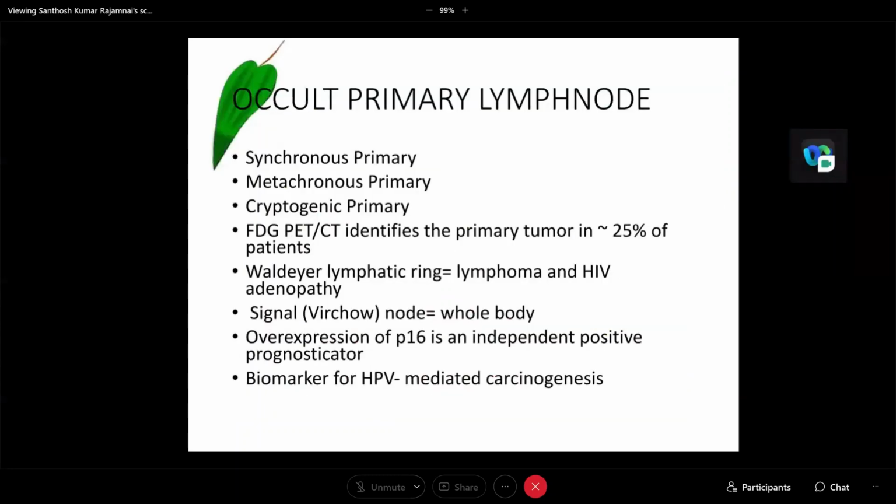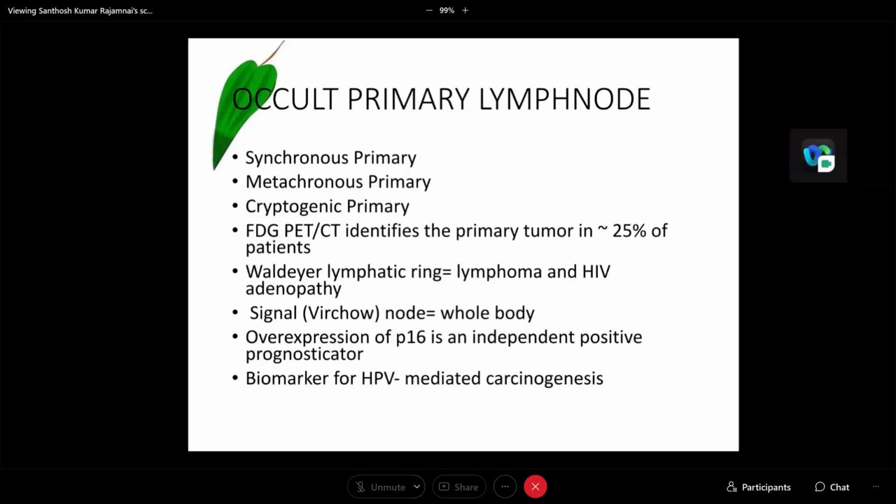So let's talk about a very important topic, a topic that is repeatedly asked in your examination, a topic that is repeatedly discussed. They asked me this question in my approval interview last month. Occult primary lymph node is a very important topic for your final examination, for Viva, for your OSCE, and for your theory paper. It is a very long question. So with that primer, we begin the occult primary lymph node.